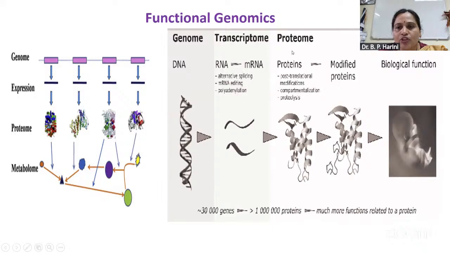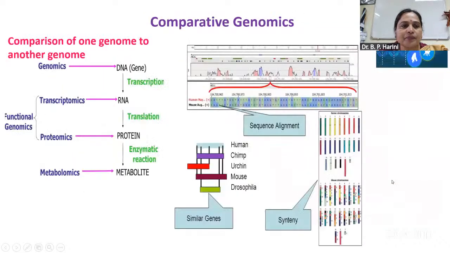the transcriptome, followed by the proteome. Here in the transcriptome, from RNA to mRNA, alternative splicing and mRNA editing take place, and then polyadenylation happens. And in the proteins, a lot of protein modifications take place, and ultimately it ends up with a biological function, as you see here.